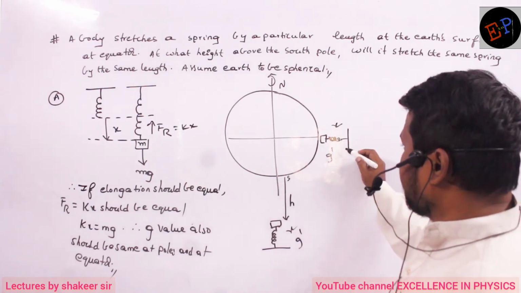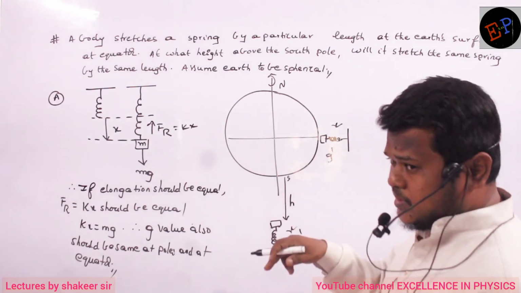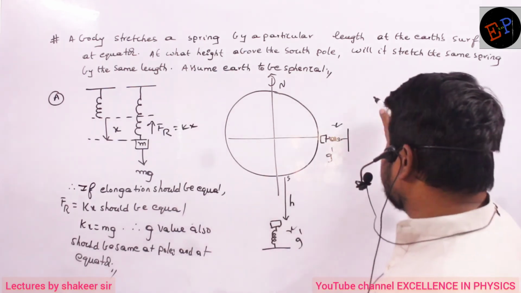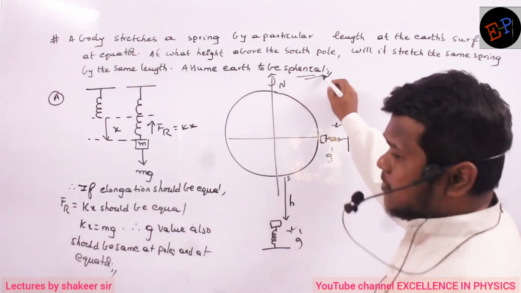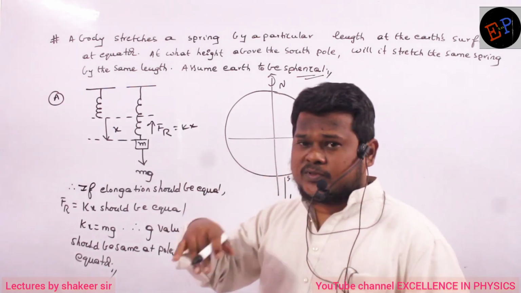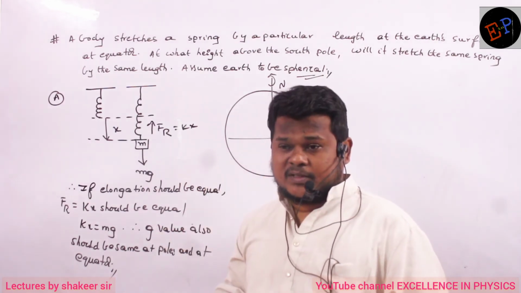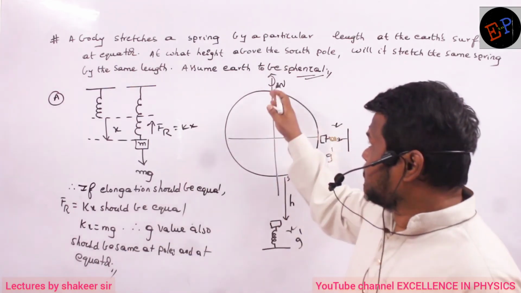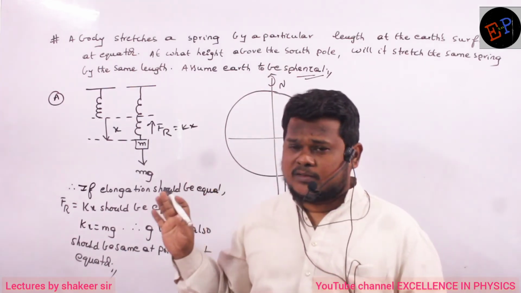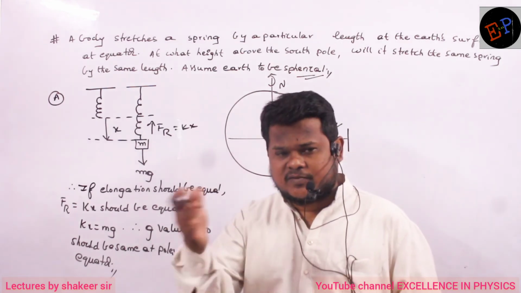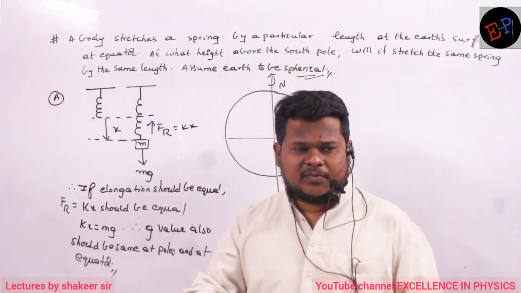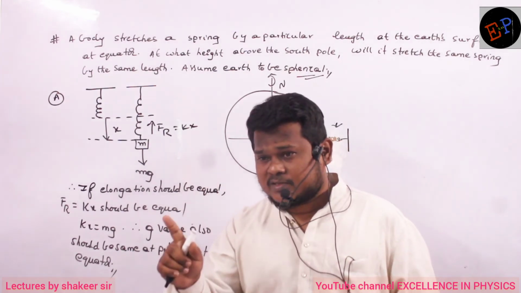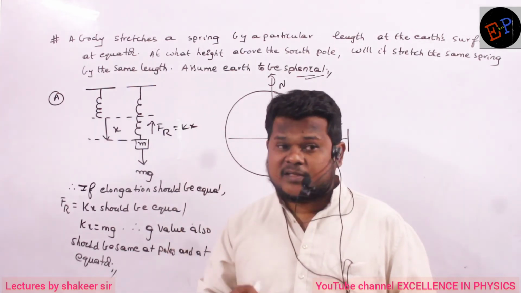See, now at the equator, the g value reduces because of the rotation of earth. He said that earth is spherical. It means you are not supposed to consider the g value variation because of the shape of earth. The g value also depends on shape, but he said earth is spherical, so you need not consider it, because everywhere it has the same radius. It means you are supposed to take the g value change only because of rotation of earth at the equator.